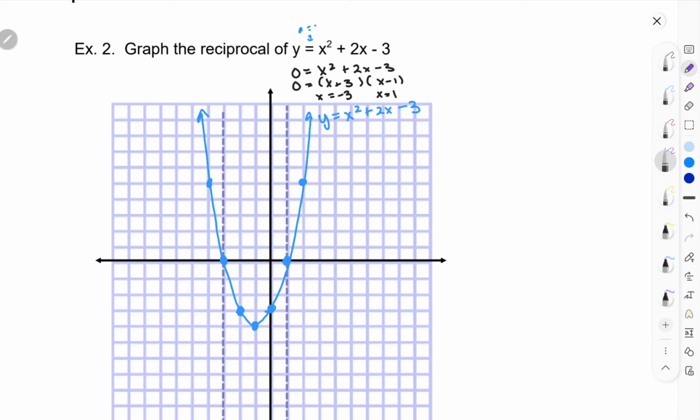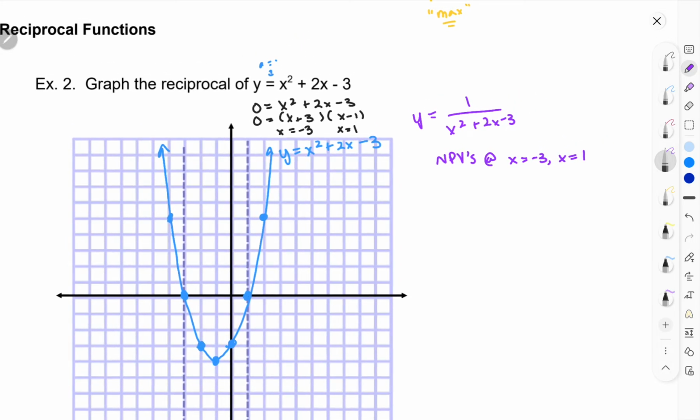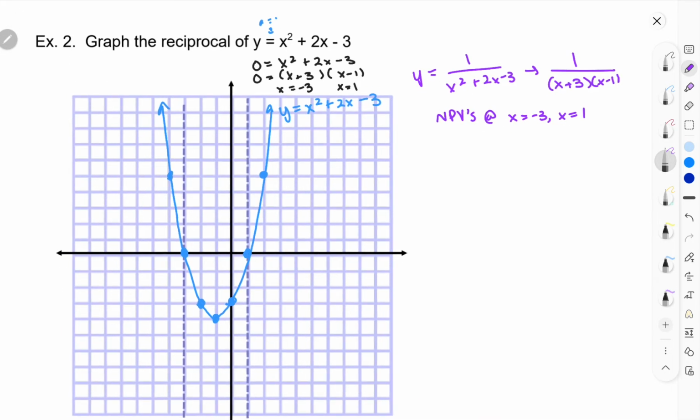So now I'll sketch my other function. I'll sketch y equals 1 over x squared plus 2x minus 3. I already solved for those x-intercepts, so I know this thing has non-permissible values at x equals negative 3 and x equals 1, because that's what my factored denominator would look like. It's an x plus 3 and an x minus 1. So I can sketch in those vertical asymptotes to start. I have an x equals 1, x equals negative 3.